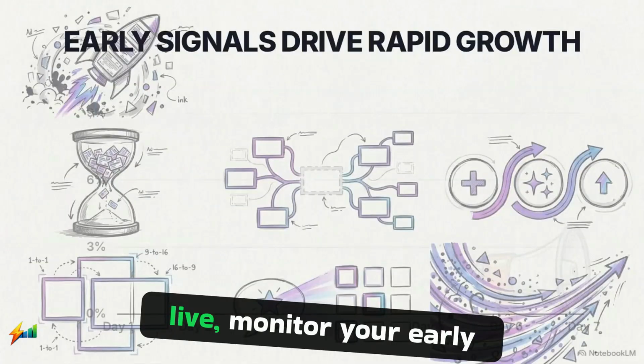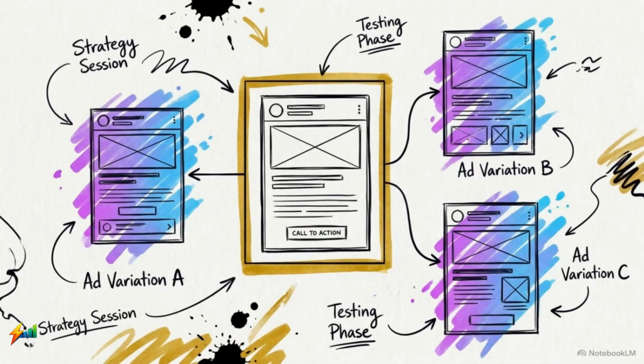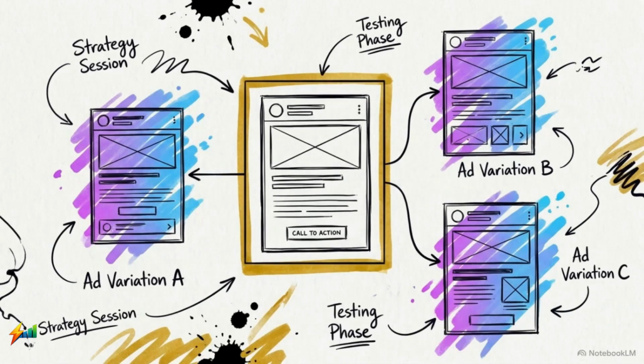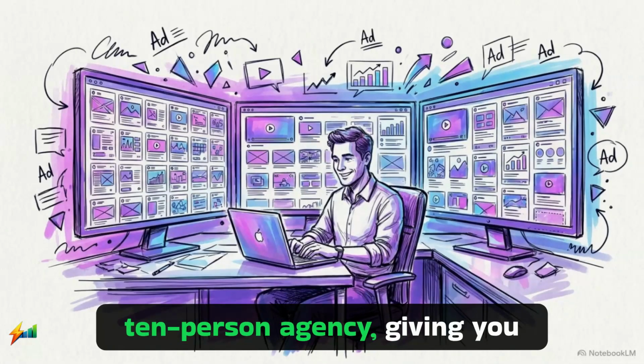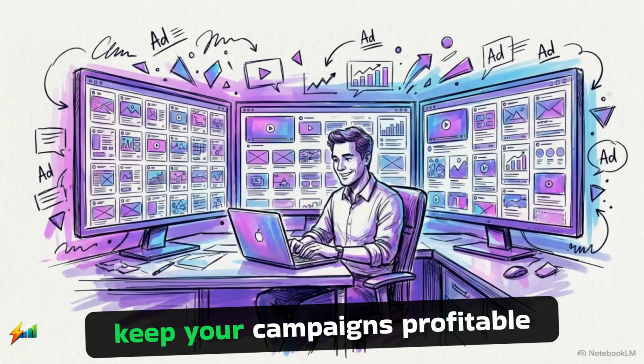Once your ads are live, monitor your early data closely. When you find an ad that gets clicks, come back into the system and use it to generate a fresh batch of iterations. You now possess the creative output of a 10-person agency, giving you the capacity to run infinite market tests and keep your campaigns profitable.